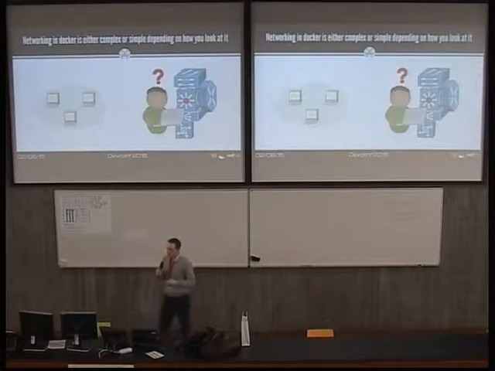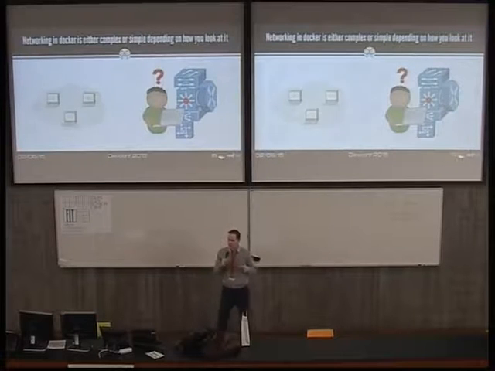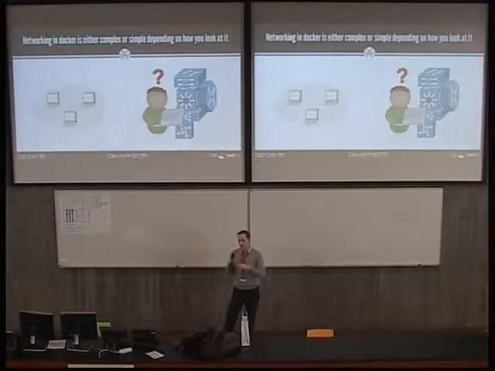So just a quick look at networking. Networking in Docker, depending on how you look at it, is either very simple or very complex. You can expose a port and bind to the port, and it's all very simple. You can get to it.